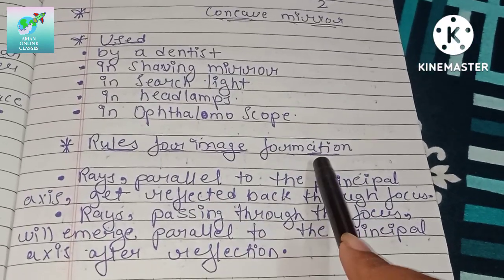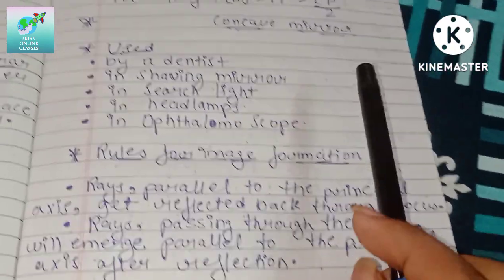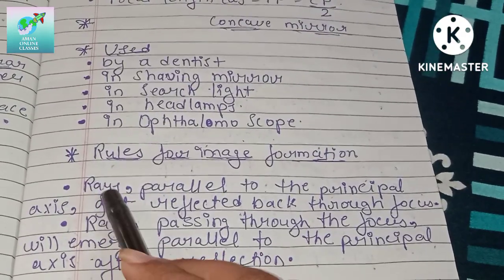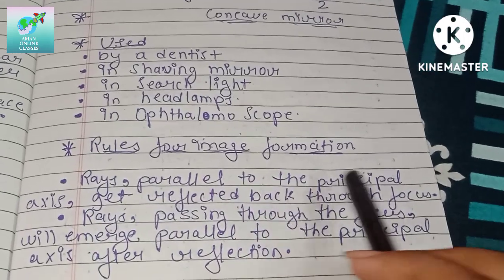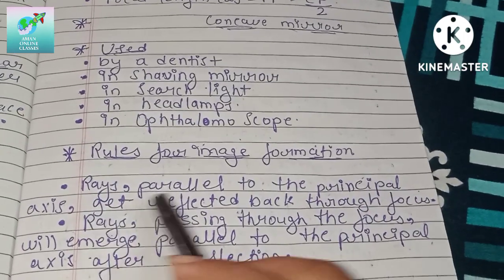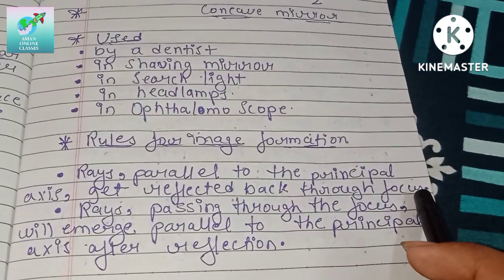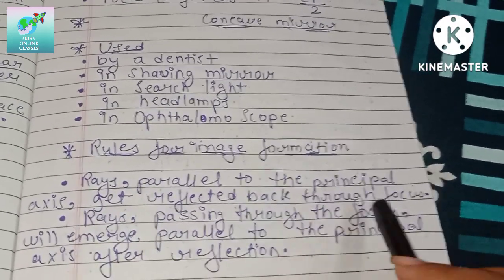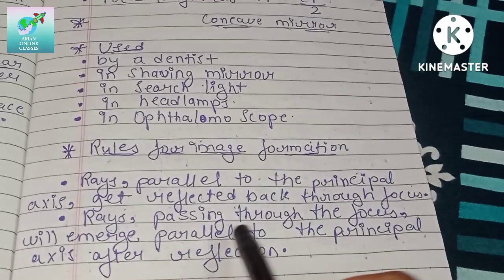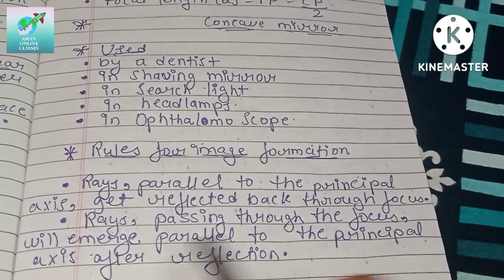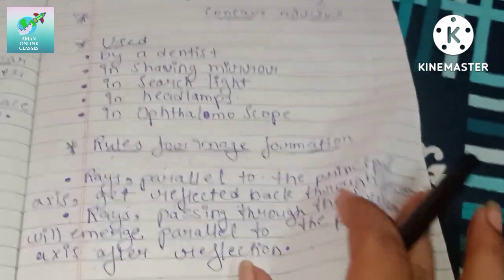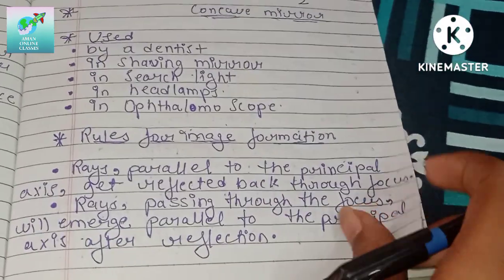Rules for image formation. What are the rules for image formation of a concave mirror? Point number 1, rays parallel to the principal axis get reflected back through the focus. Point number 2, rays passing through the focus will emerge parallel to the principal axis after reflection. Let's move to another point of rules for image formation.